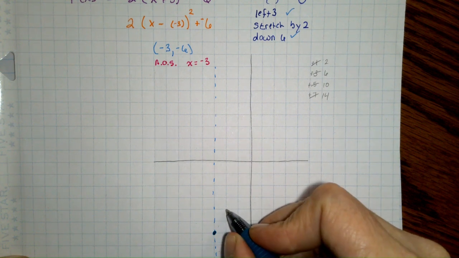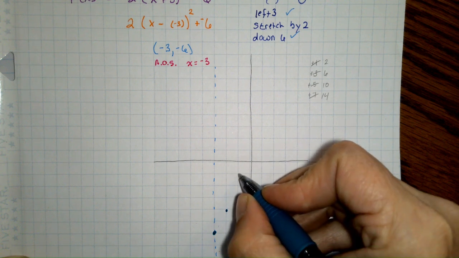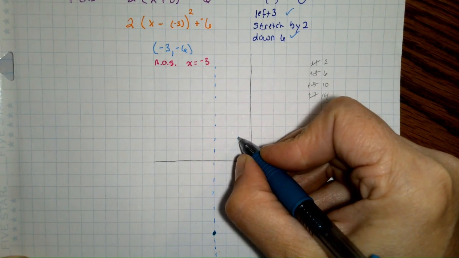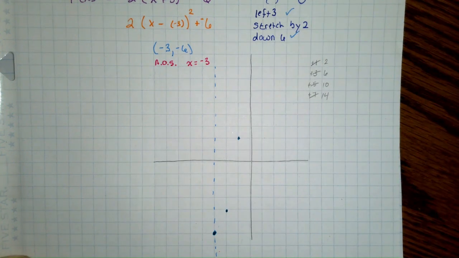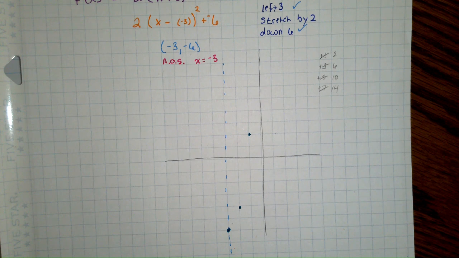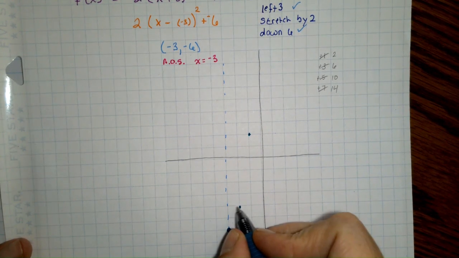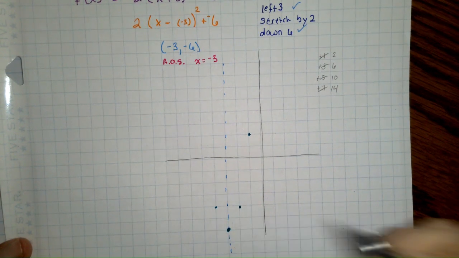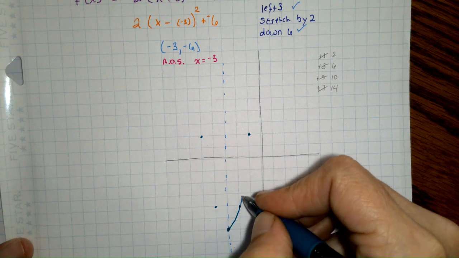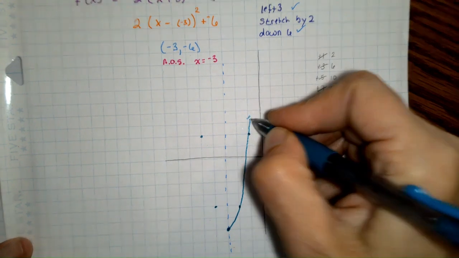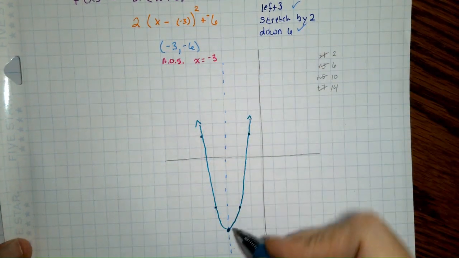So over 1, up 2, over 1, up 6, over 1, up 14. That might be a bit excessive, so I'm not going to graph that. Honestly, if you get 5 ordered pairs, it makes a great parabola. Because of the reflection and the axis of symmetry, I'm going to pop that ordered pair there and pop that ordered pair there, and we have a parabola. Make sure it's a parabola and not a V.